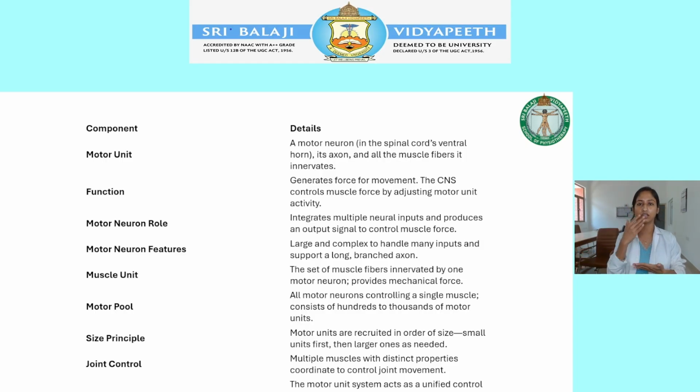Okay, and then this motor neuron, when it is activated, sends signals to the muscle fibers, and that produces force and controls the force and the movement. And in the motor pool, a group of motor units controls a single muscle. That is what the motor pool is. And this motor unit works on the size principle. What is the size principle? Initially they recruit small motor units, and then finally they use the larger ones whenever needed. So this is the motor unit.